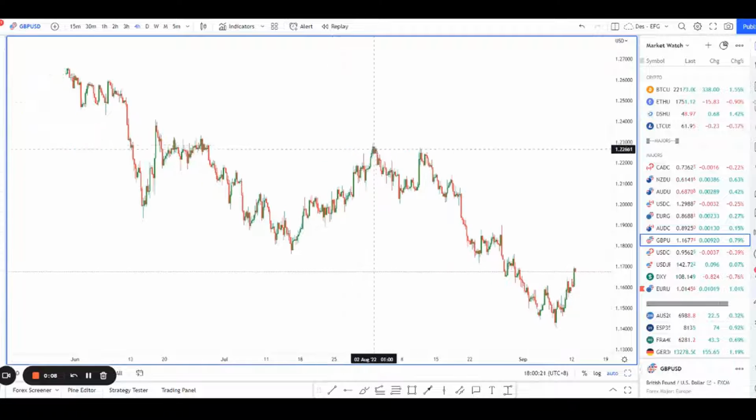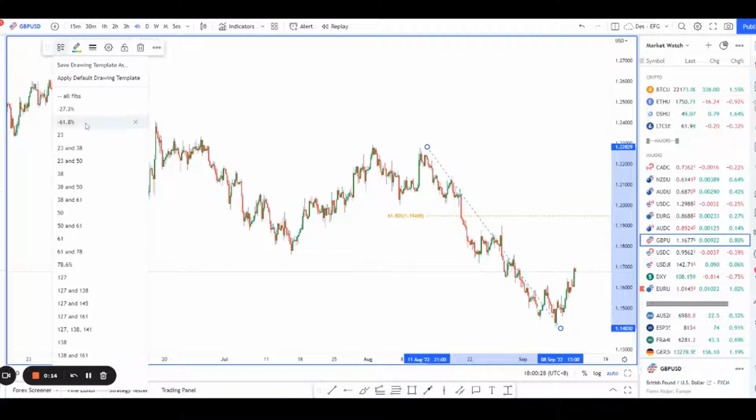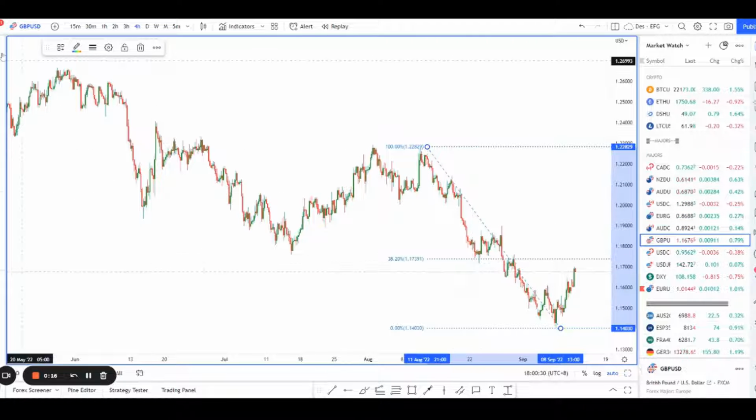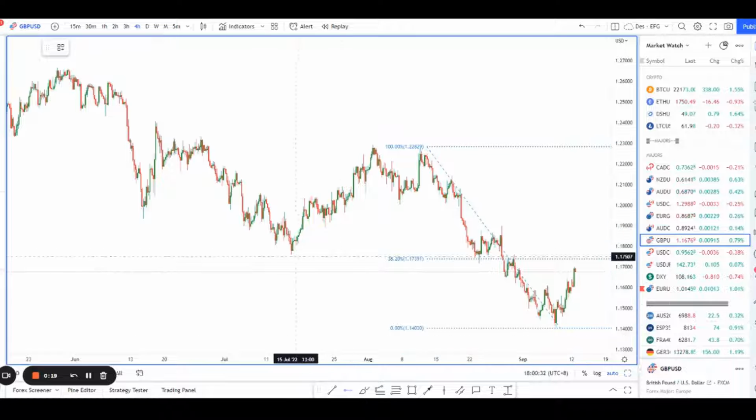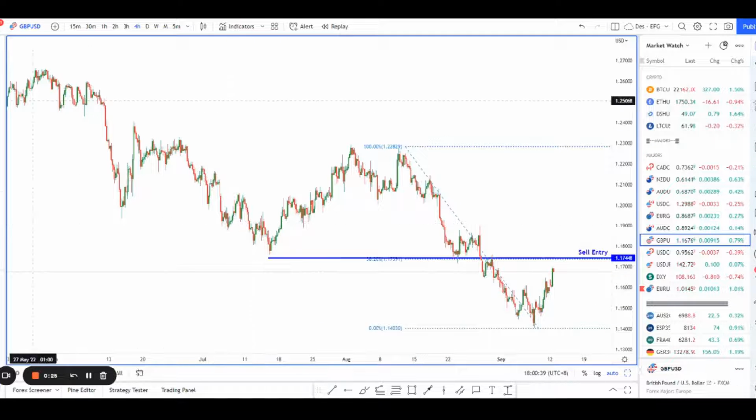Today, looking at pound dollar. What I like about pound dollar is that there is a nice 38% Fibonacci retracement right about over here, which lines up very nicely with this resistance, which will be our sell entry. So look to take a sell entry over here.